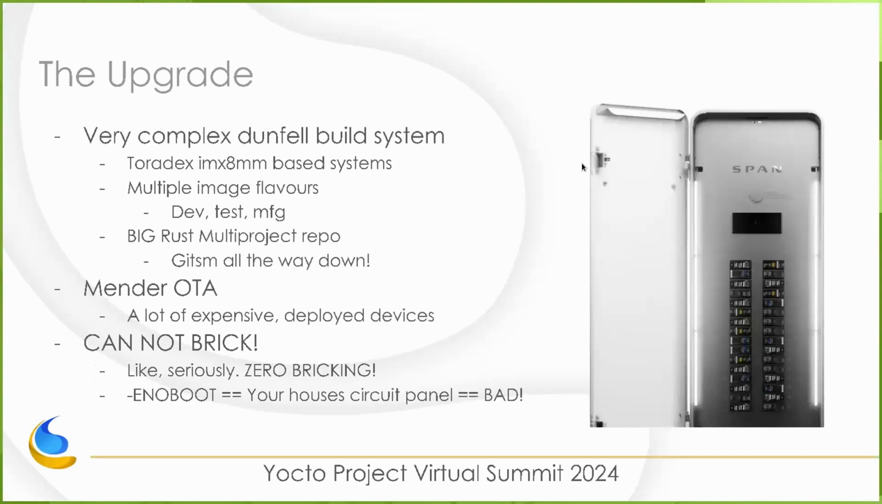So let's talk about the upgrade first. On the right there is one of the Span panels, and they have a very complex Dunfell build system. It's mostly i.MX 8M Mini based systems with multiple image flavors: dev, test, manufacturer, and a very large, mostly Rust multi-project repo that many recipes used, and it's Git submodules all the way down. It's insane. I happen to love Git submodules, but it's kind of awesome and crazy. It also uses Mender OTA.